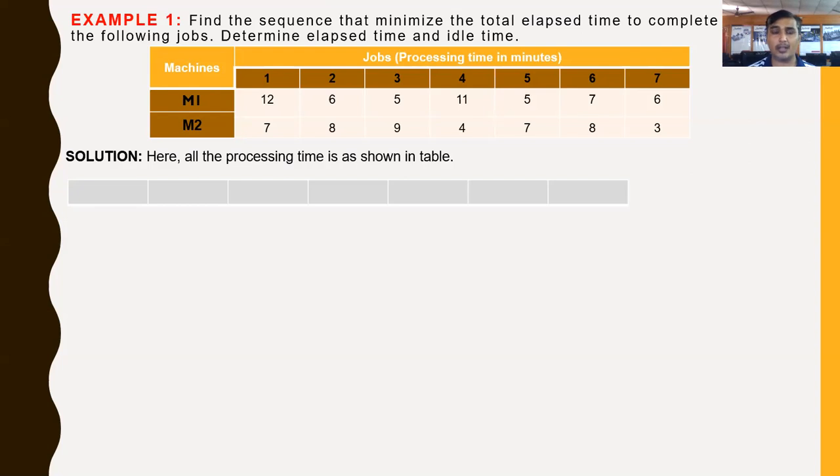We already discussed the steps in the previous slide. Follow the steps. Now step number 1, find the minimum processing time on both machines. So here in job number 7, the minimum processing time is 3 minutes, on machine 2. If it is on machine 1, then we have to write it on the left hand side. If the minimum time is on machine M2, then we have to write it down on the right hand side. So the minimum is on machine 2, so we have to write it down on the right hand side.